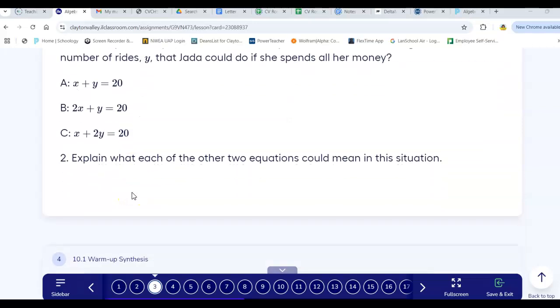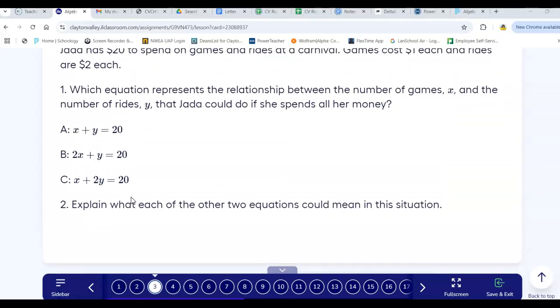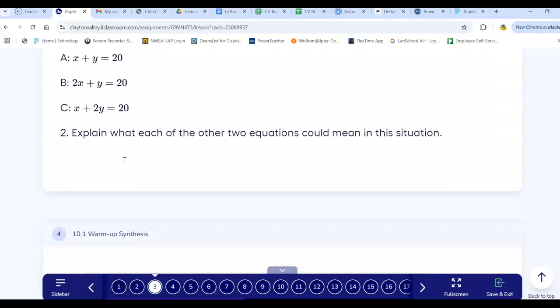And then they ask you to explain what the other 2 equations mean. Well, all that means is, for example, $1 for games, $1 for rides, okay? You still only have $20 to spend, all right? And in this equation, games are $2 each and rides are $1 each. And then once again, you still only have $20 to spend, okay?